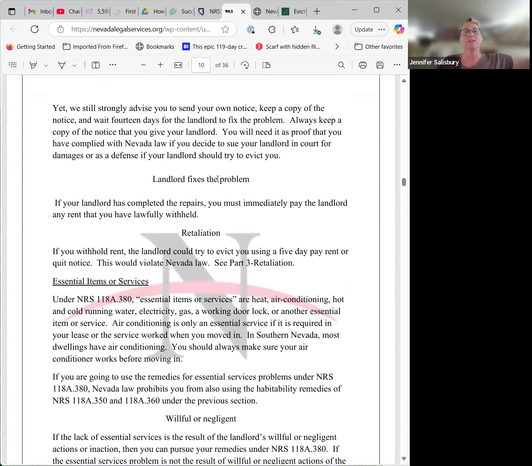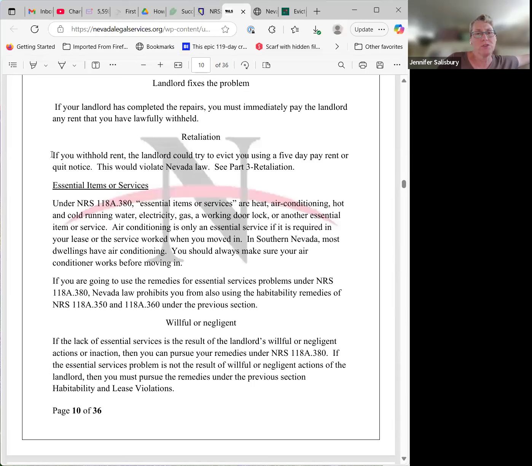This talks about retaliation. Let's go in here. If you withhold rent, the landlord could try to evict you using the 5-day pay rent or quit notice. This would violate Nevada law. And so, if it's an essential item or service such as heat, air conditioning, hot and cold running water, electricity, gas, working door lock, or other essential item or service, again, it talks about the AC. An AC is only an essential service if it's required in your lease, or the service worked when you moved in and then it stopped working.